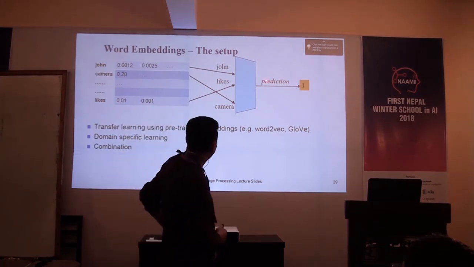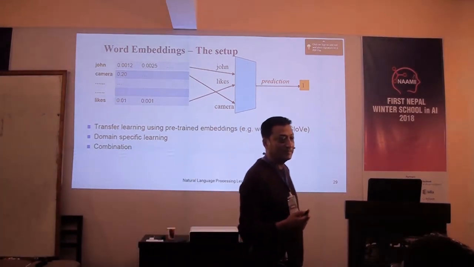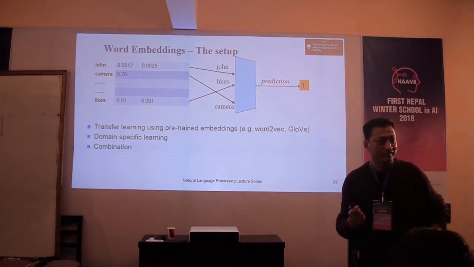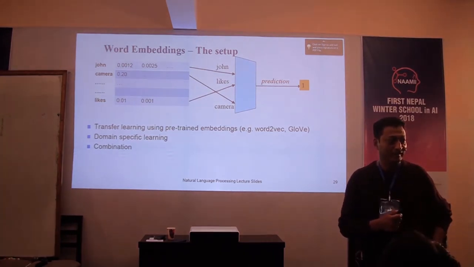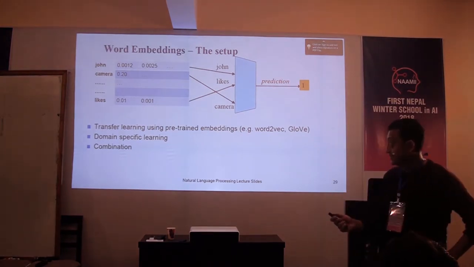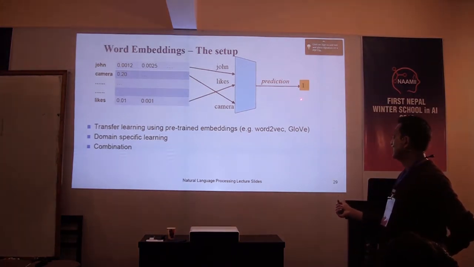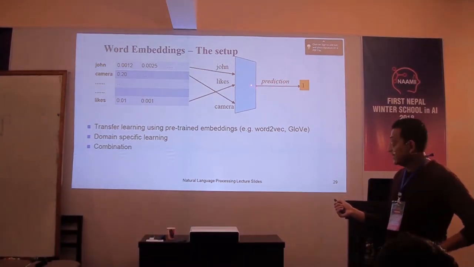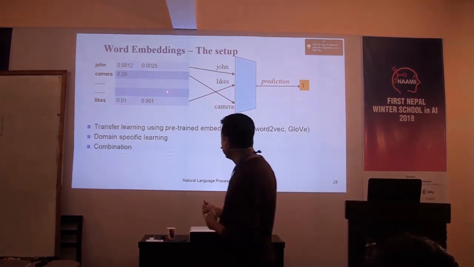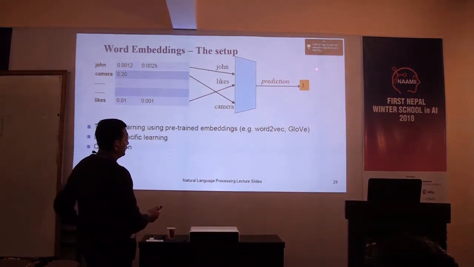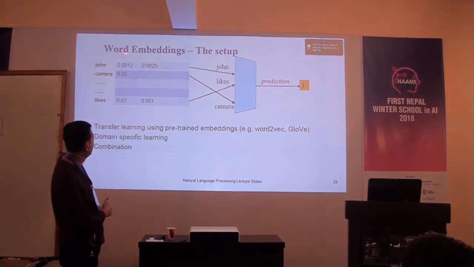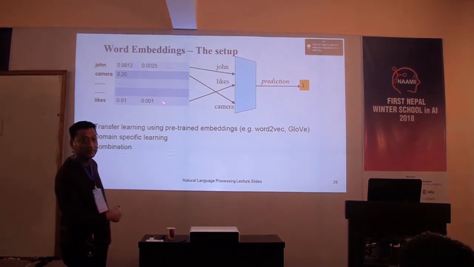Okay, and now you have a prediction task. John likes camera, that's a positive sentiment. If you imagine this is a sentiment classification problem, John likes camera is positive. John does not like camera is negative. Okay, so let's say you have a simple positive negative classification. You have a one or zero prediction task here, right? Okay. So now, using your loss, you do backpropagation, and this backpropagation will update this global table directly, right?